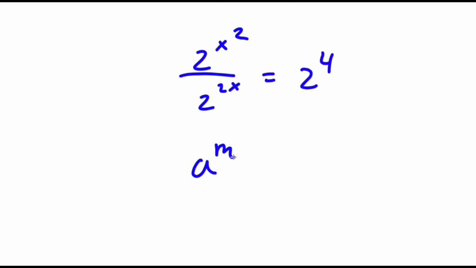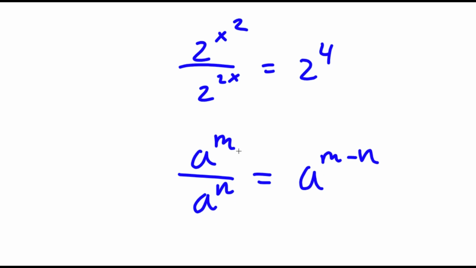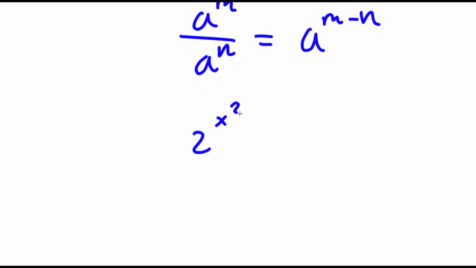Now, if I have something in the form a to the power of m over a to the power of n, this is equal to a to the power of m minus n. So now I have 2 to the power of x squared minus 2x is equal to 2 to the power of 4.